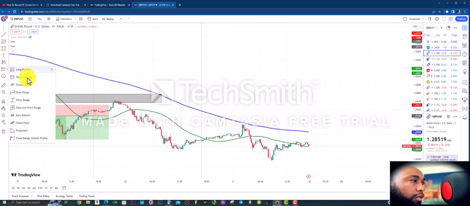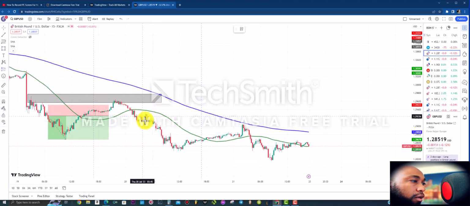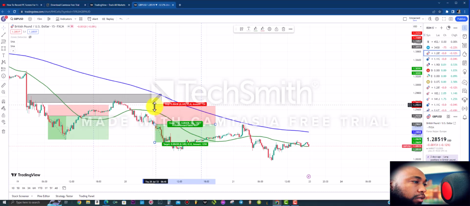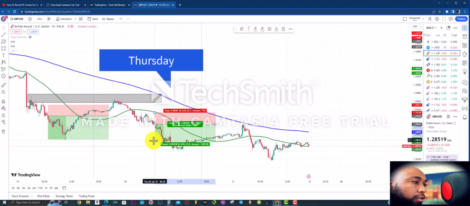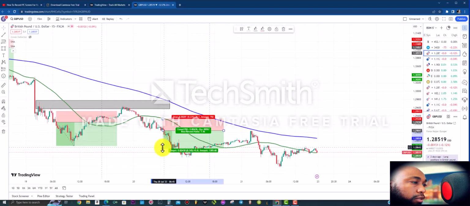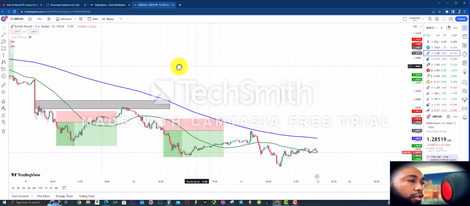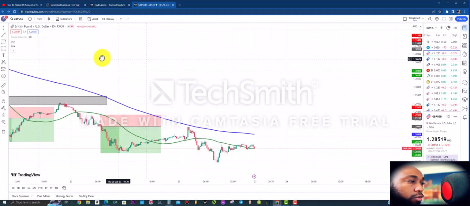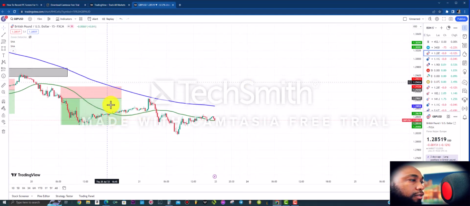So this could have been my short. Up, up, push down, break. And this one ended up being a 2-to-1. Another 2-to-1, 2.28.